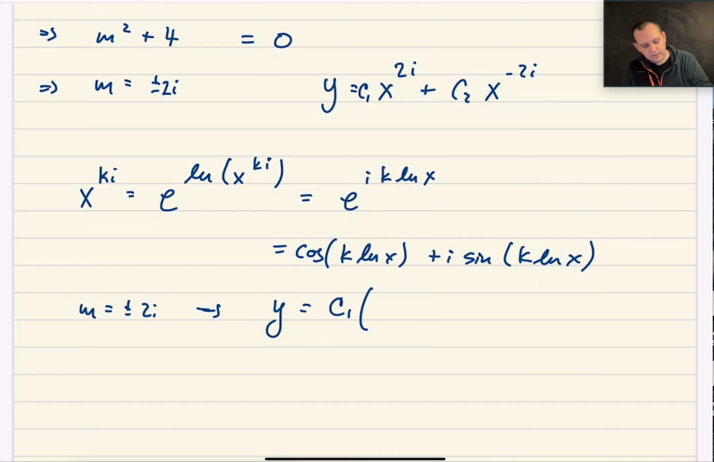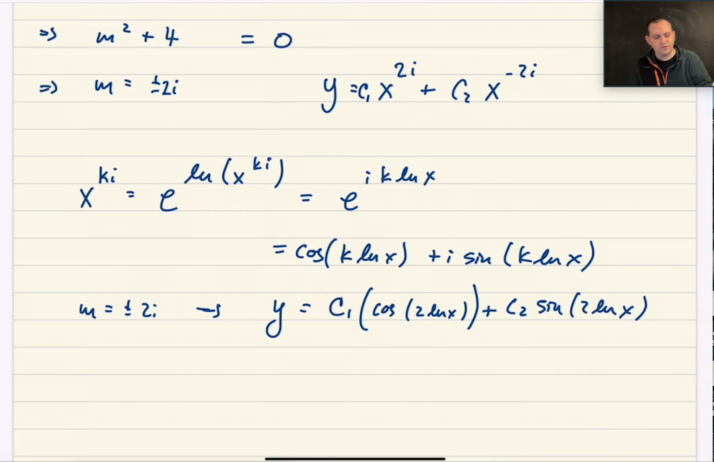cosine of, what was our k here? Cosine of 2 natural log of x plus, but you can just group them together, and you end up with c2 sine of 2 natural log of x. Okay, because you could have c1 cosine 2 natural log of x plus c2 sine 2 natural log of x plus the ones with the minus 2 in there, but the minus you could just group together, and rename your constant in front. So it turns out that this is the right way to think about the general solution when you have complex solutions.